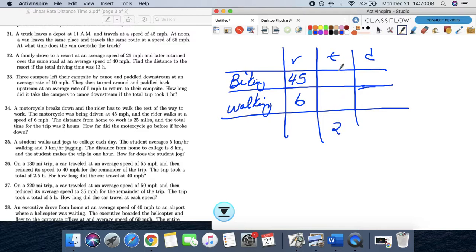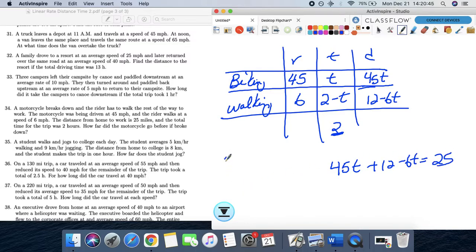So whatever the time driving and the time walking combined, it equals 2 hours. So if he spent t hours driving, the walking portion would be 2 minus t, right? Because that 2 is the total time. And then let's do the distributive property, so 45t over here, and over here is 12 minus 6t. What do I know about the distance? Well, the distance driving plus the distance spent walking equals 25 miles.